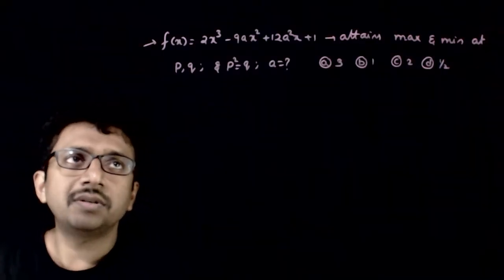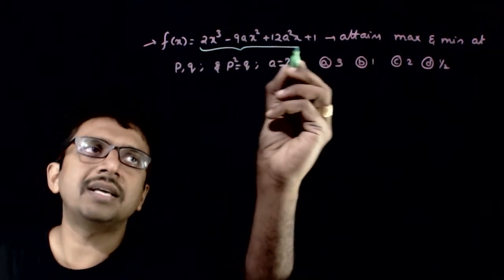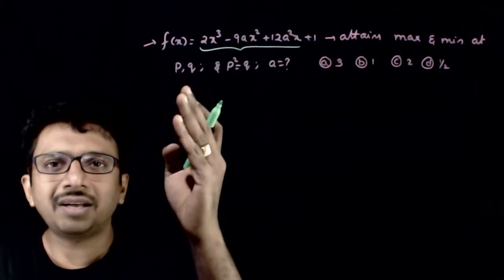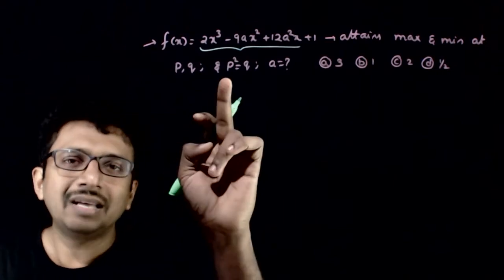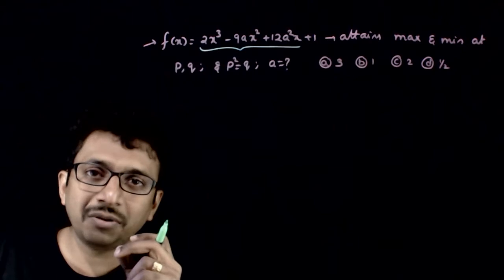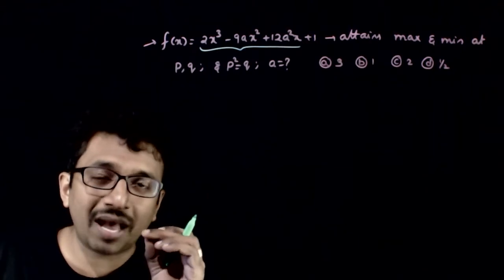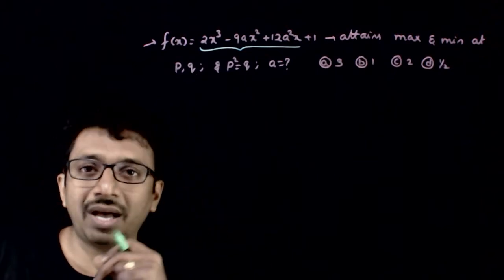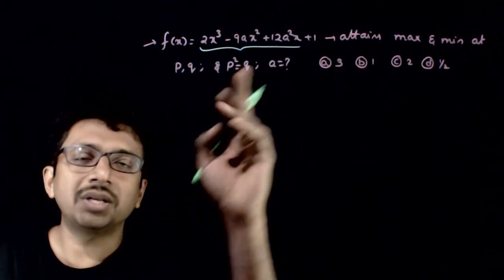So welcome students. In this question you're given that f of x is a cubic function and this attains maximum and minimum value at p and q, and p square is equal to q. That is, the point where you have local maxima, squared, is equal to the point where you have local minimum. If that is so, what is the value of a?